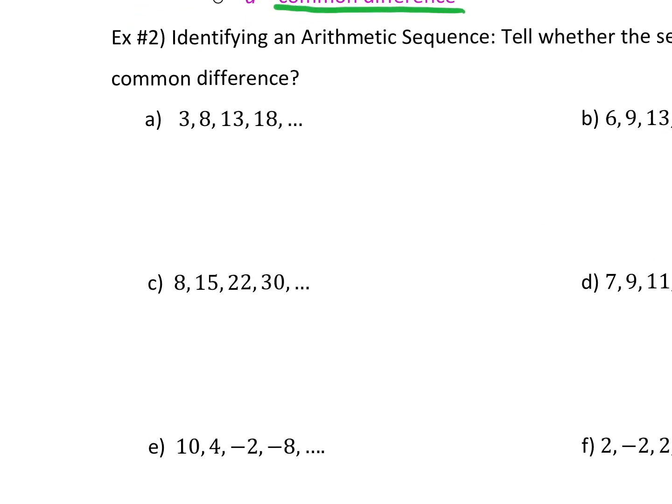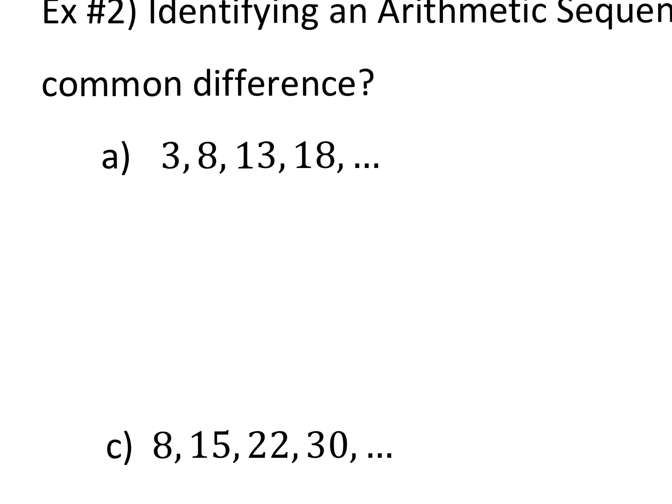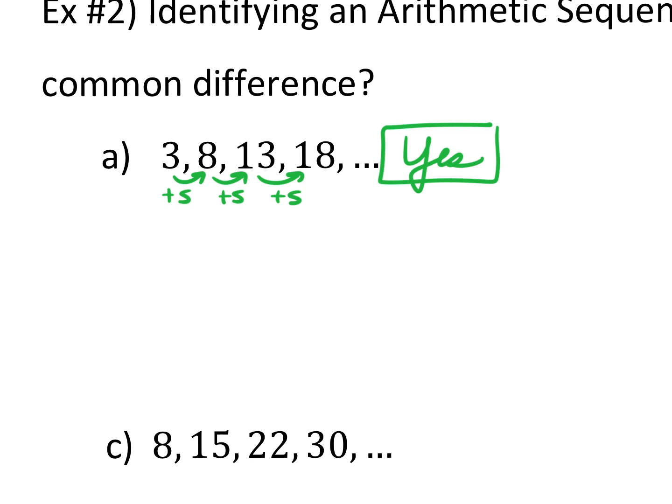So take a look at this. What are you doing to get to the next number each time? This is plus 5, this is plus 5, this is plus 5. So do you have a common difference? Yes. So we would say the question was, tell whether the sequence is arithmetic. This would be yes, this is an arithmetic sequence, and your common difference is 5.